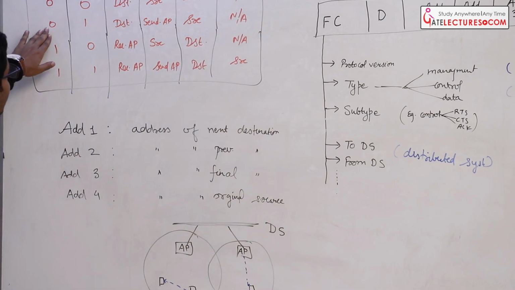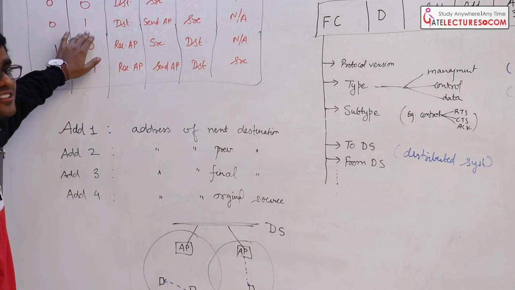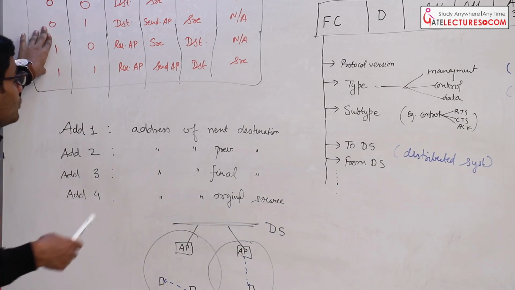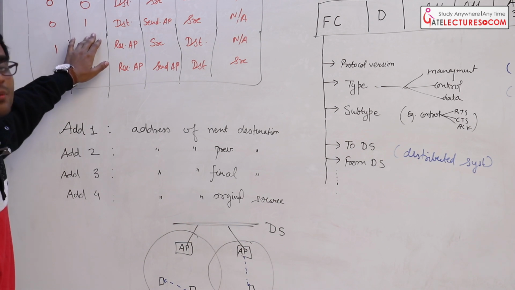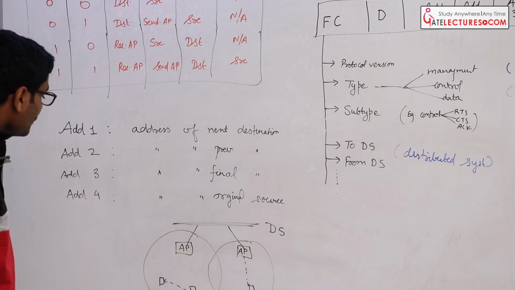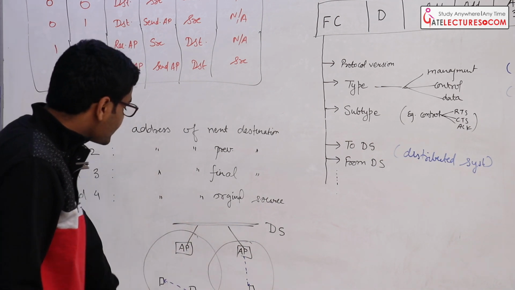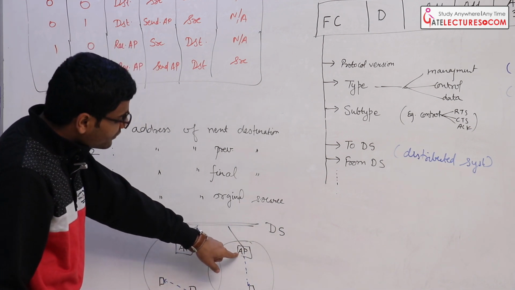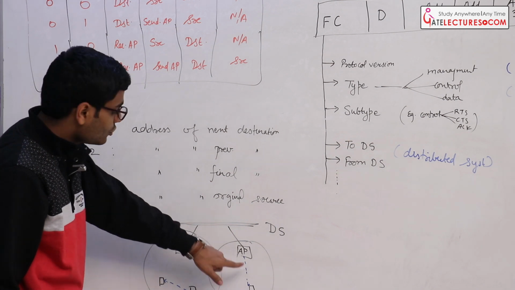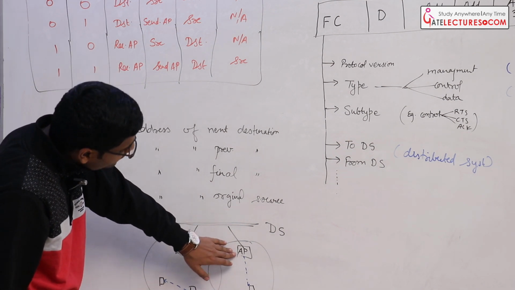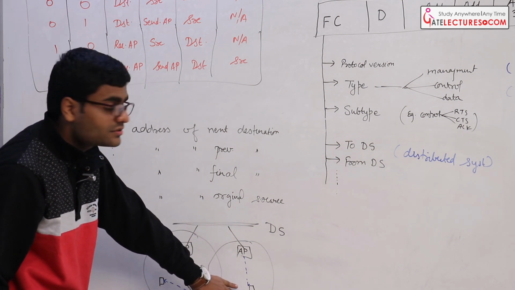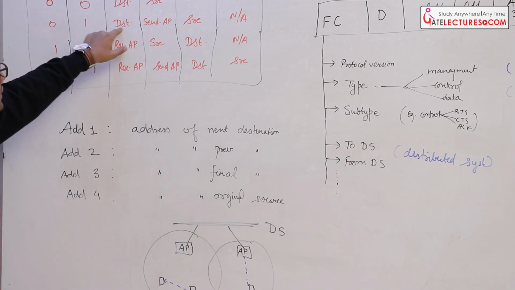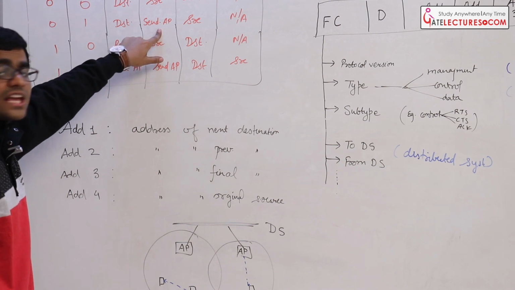In the second case, we have to DS bit 0 and from DS bit 1. It means the frame is not going to the distributed system, but it is coming from the distributed system. So this is a distributed system, and the packet is coming from the distributed system to this station. The frame is coming from the access point to this station. So in address 1, we place the destination. In address 2, we provide the sending AP address.